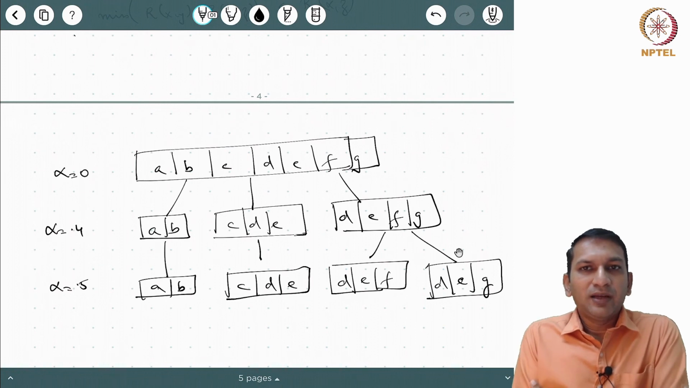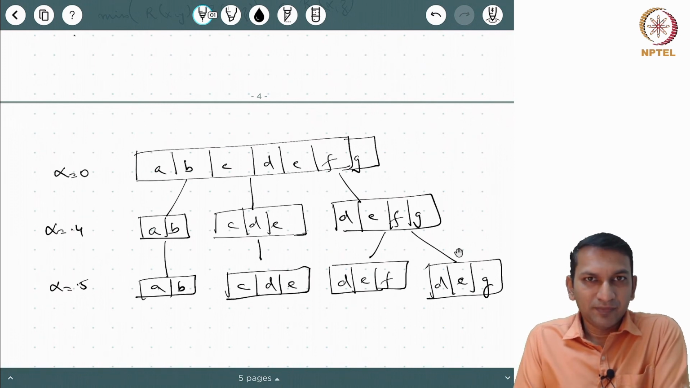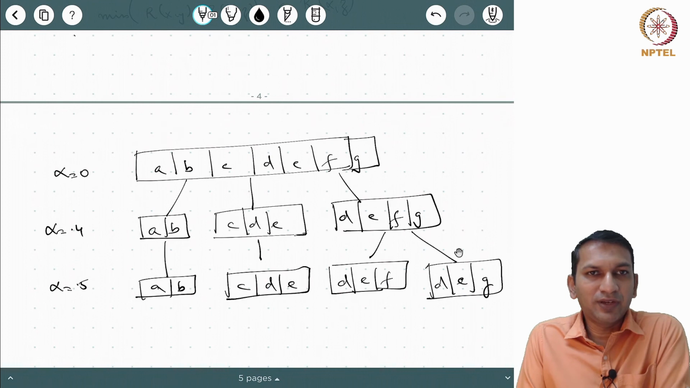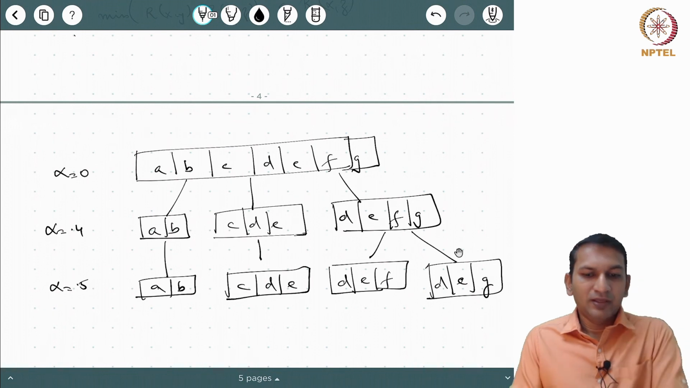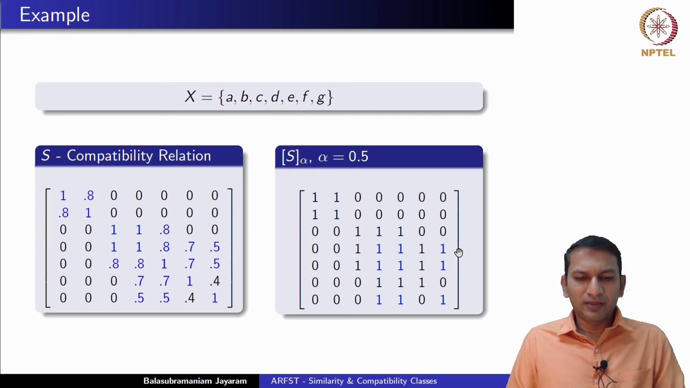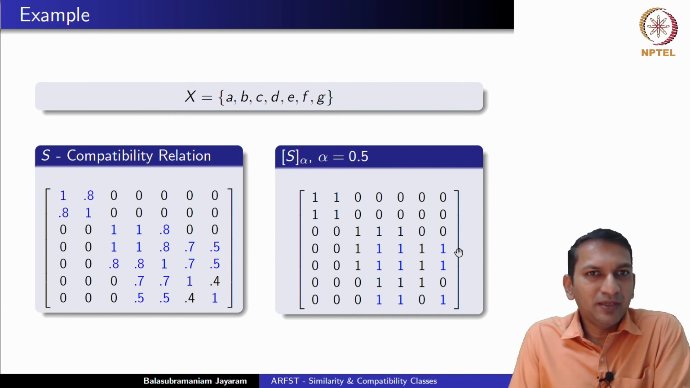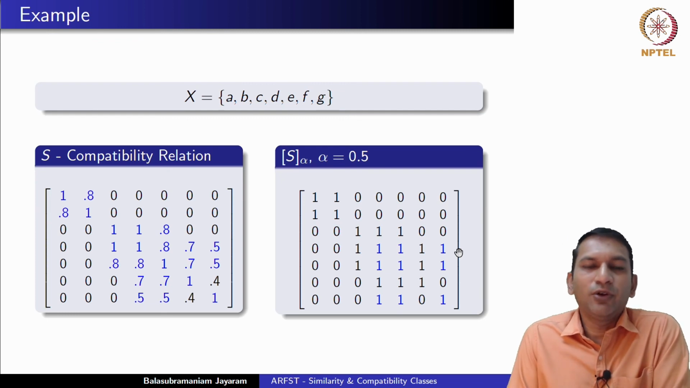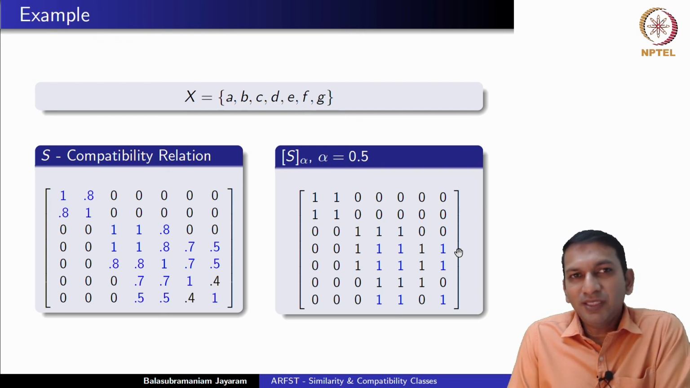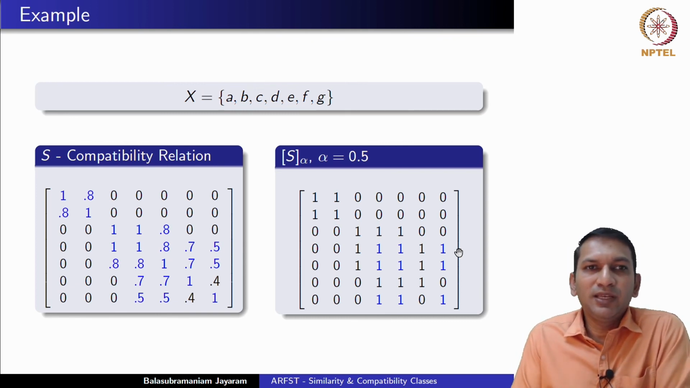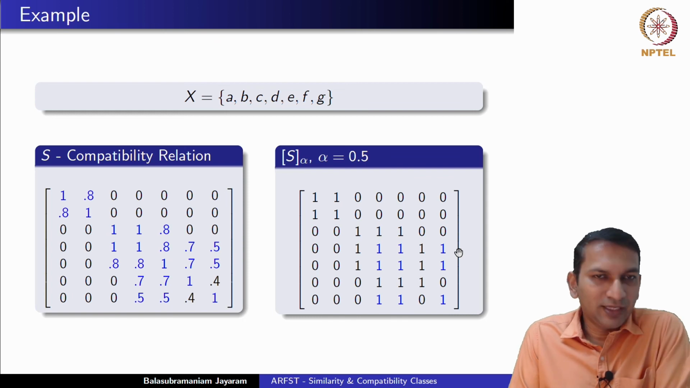So while increasing the alpha cuts, or resolution level alpha, we have more compatibility classes. We see that they are not disjoint, they are overlapping. Now, this is happening because this relation is only reflexive and symmetric, but not transitive. So transitivity, min transitivity is very essential if you want to actually have a partition on X.